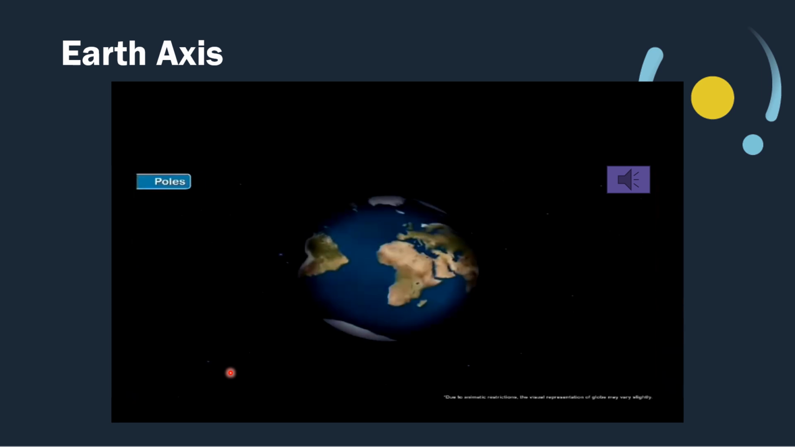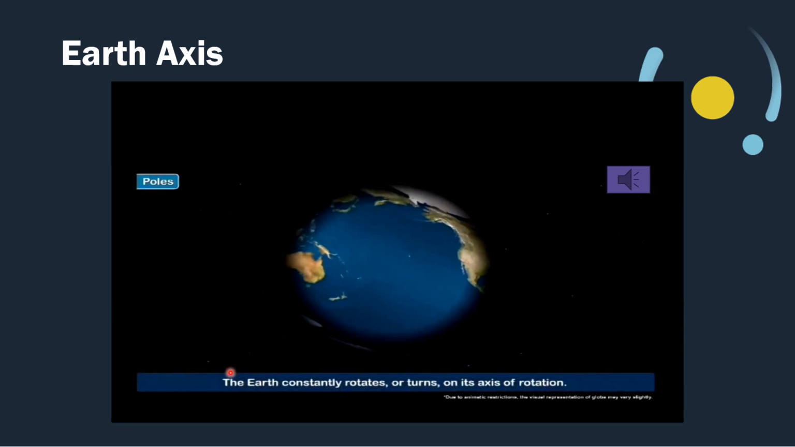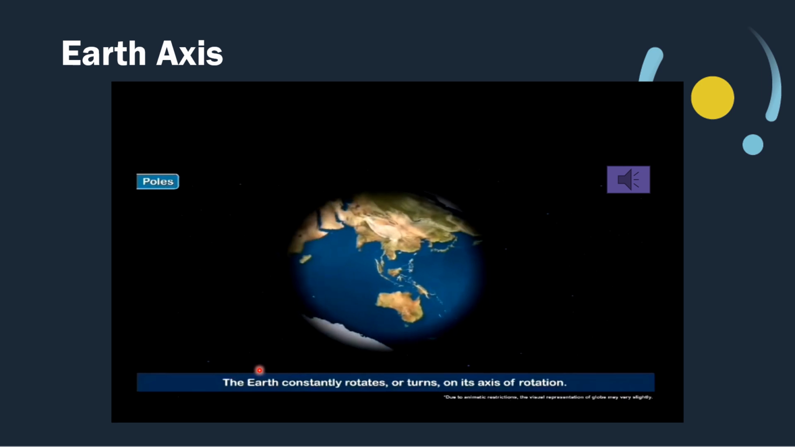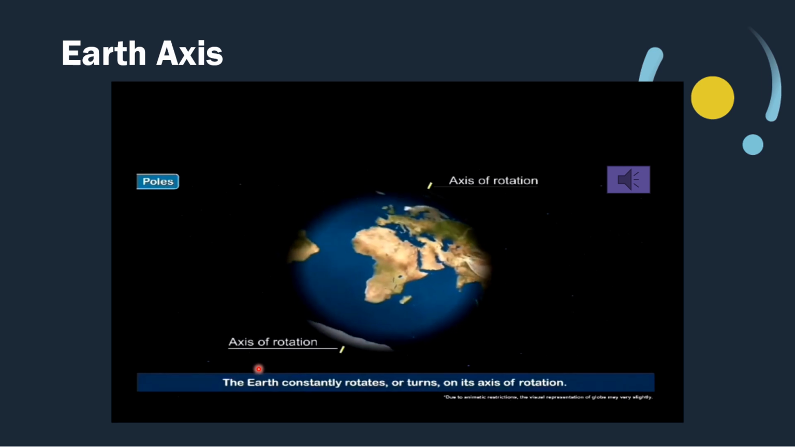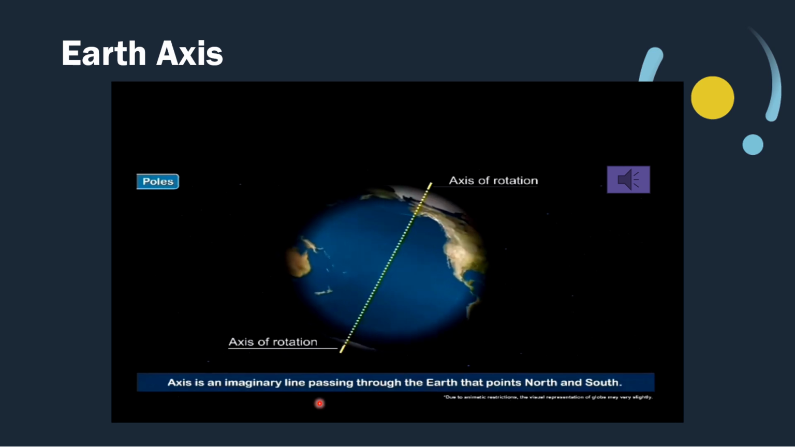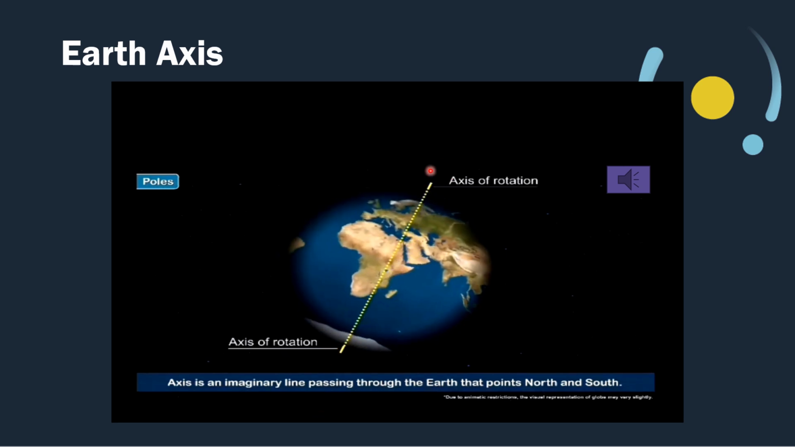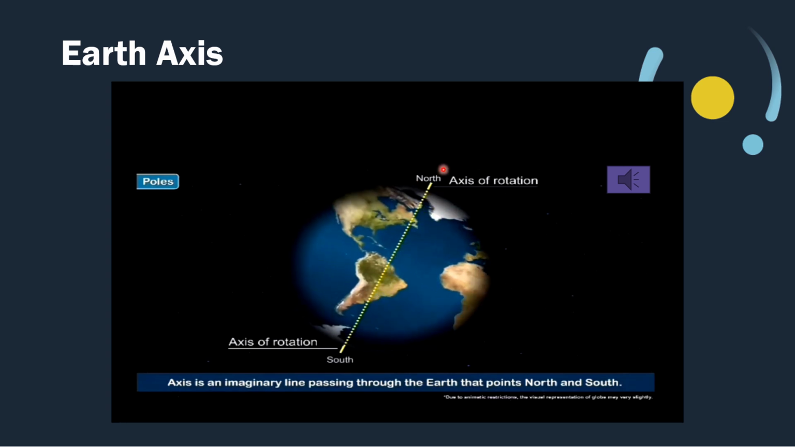Let's watch a video of Earth axis. Poles. The Earth constantly rotates or turns on its axis of rotation. This axis is an imaginary line passing through the Earth that points north and south.